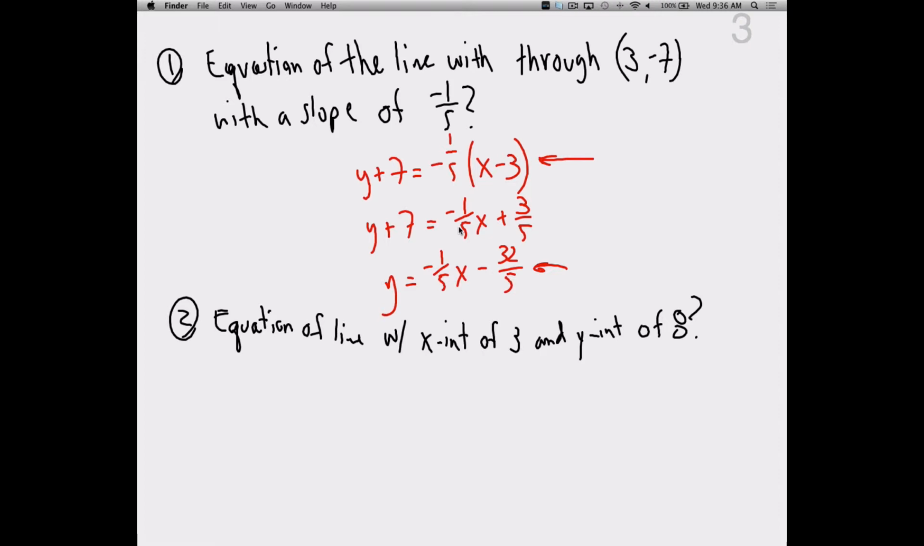Any ideas? Dad, what do you think? Use slope-intercept form, by plugging in the x-intercept, which is 3, into b, and plugging in 8 into y. Okay. And then? I'm still missing a slope.